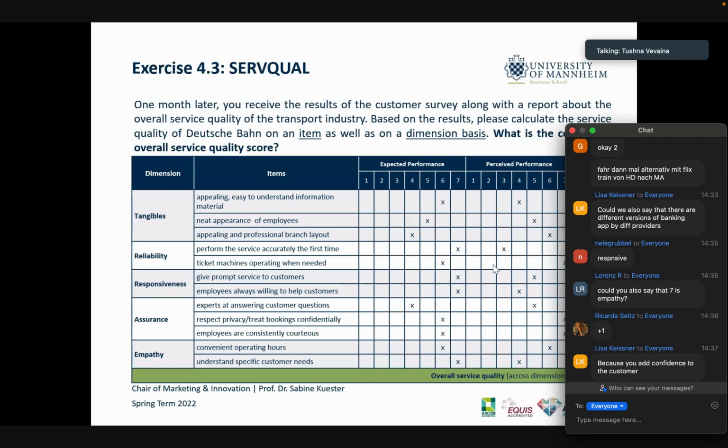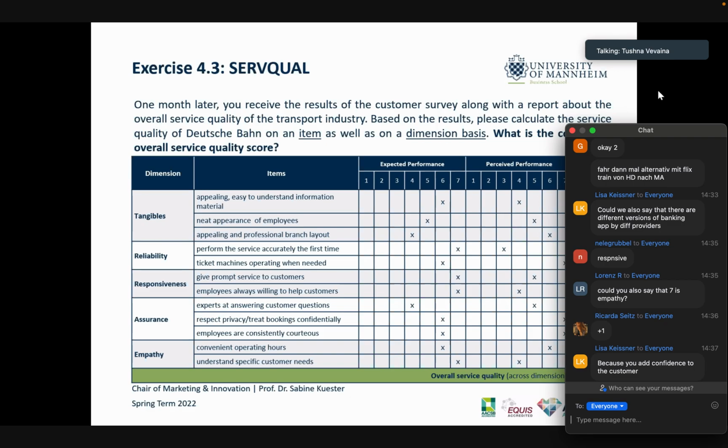I hope most of you all have solved this exercise. I would give you all a few minutes to solve it, but I think we are running out of time. So I'll solve it with you all. So over here, as I mentioned in the theory part, we have expected performance and we have perceived performance. And you're given all the scores, and all you're asked to do is find out your overall quality dimension or your overall service quality score.